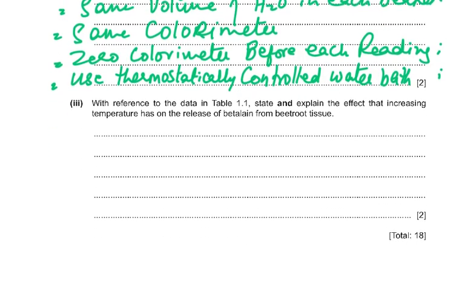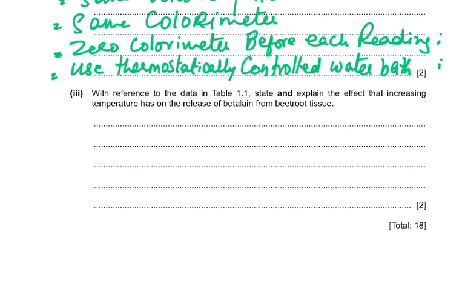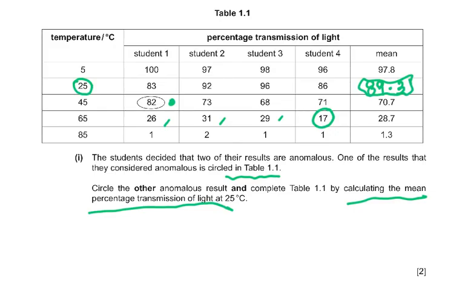Then coming to the last part of this question: with reference to the data in table 1.1, state and explain the effect that increasing temperature has on the release of betalain from the beetroot tissue. So let's look back on this. When it was 5 degrees, the percentage transmission of light was 97.8. And as we have increased the temperature to 85, there's only 1.3 percentage transmission of light. Why? Because it's becoming a darker red.